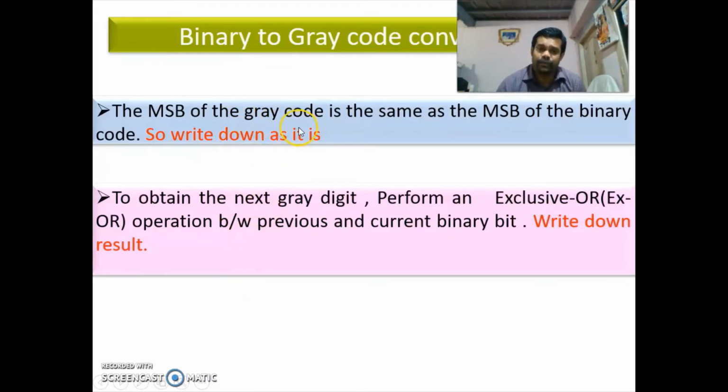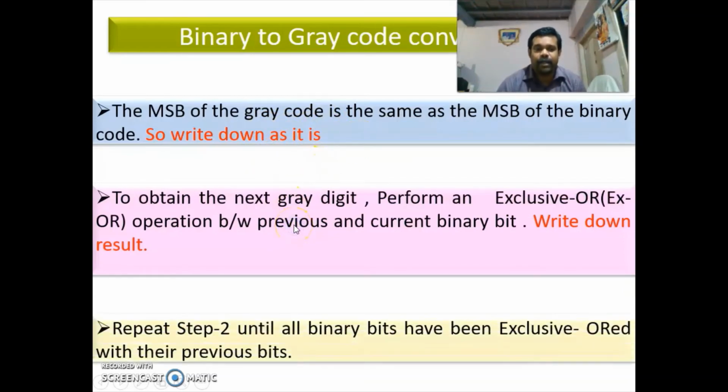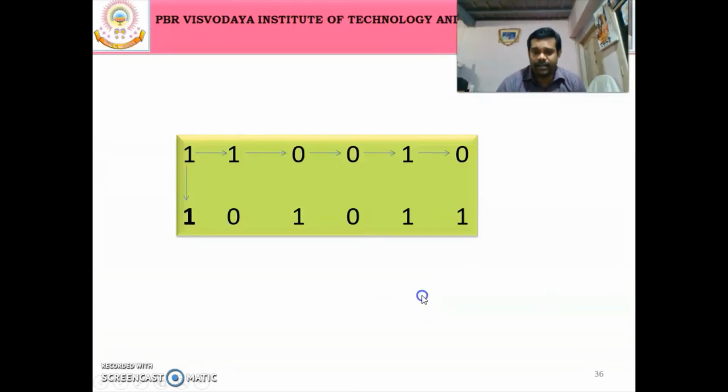Then we have to perform XOR between the previous and current bits. Then we have to repeat step 2 with all the numbers. So here I will clearly explain. This is a binary number and I am going to convert it to gray. First I am writing the MSB as it is. Then I am performing XOR with these two.